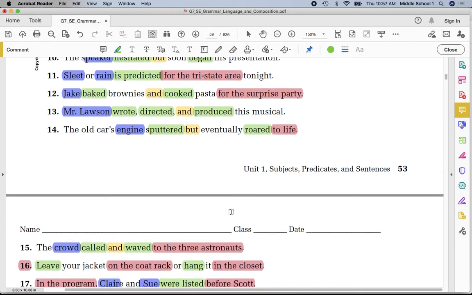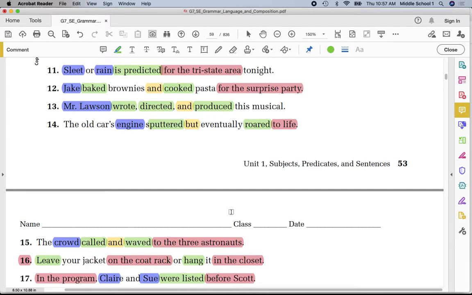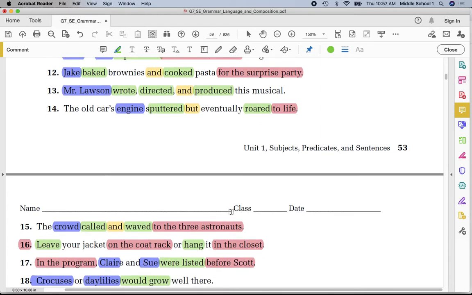Number 17. Simple subjects Claire and Sue once, were listed twice. My sentence starts out with a prepositional phrase separated by a comma, in the program and parentheses around before Scott. 18. Compound simple subject, crocuses, daylilies. Helping verb would, grow, and no prepositional phrase.